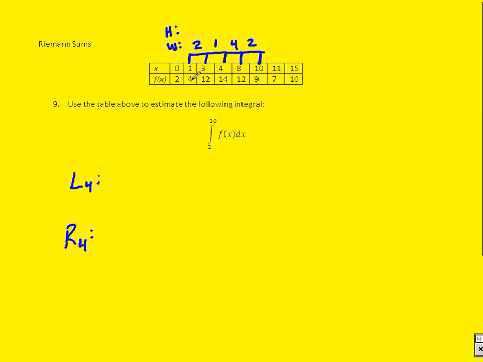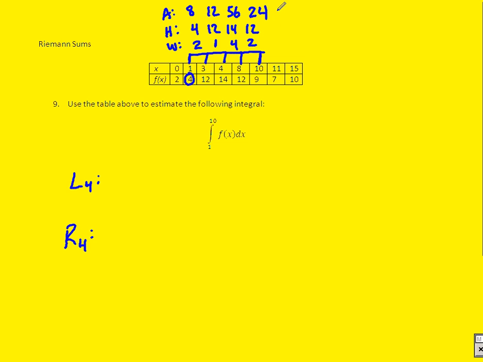Well, if I'm doing left endpoint, the height for this first rectangle would be the left number, which is 4. For this rectangle, the left number is 12. The left number for the third one is 14, and then 12. To find the area of each one of these, I'm just going to multiply. So 8, 12, because 2 times 4 is 8, 1 times 12 is 12. This here will become 56, 4 times 14 is 56, and this becomes 24.